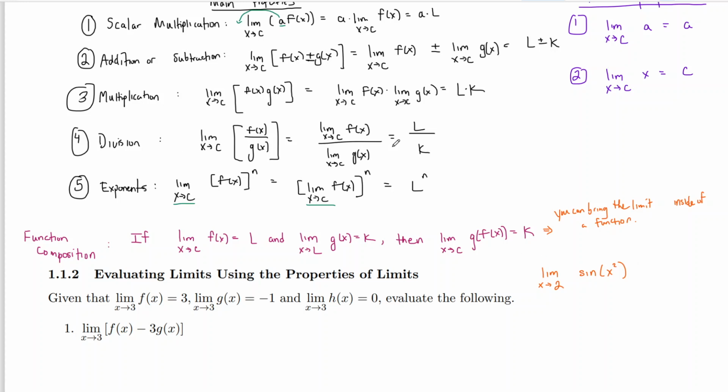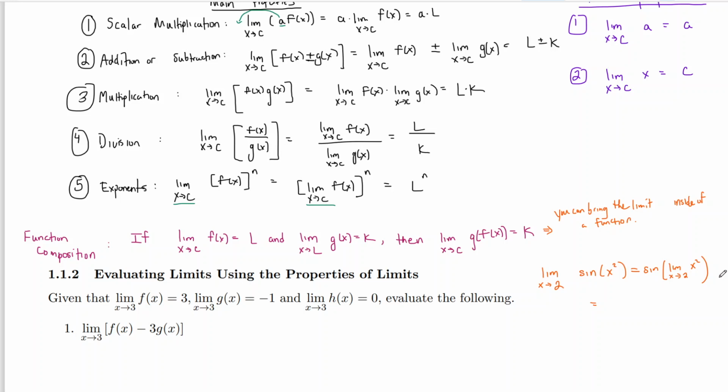Well, if you look at all the rules we have up here, you can't actually use any of the rules from the main properties or the base properties. Why? Because this isn't multiplication, this isn't division, this isn't addition, this isn't subtraction, it's not scalar multiplication. You do have an exponent, but the problem is the exponent's inside of the sine. But what this function composition is telling you is that I can move this limit inside. I can take the sine, leave it on the outside, move the limit inside, and then do sine of the limit as x goes to 2 of x squared.